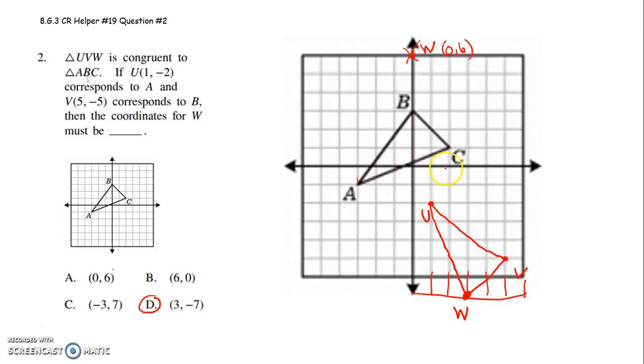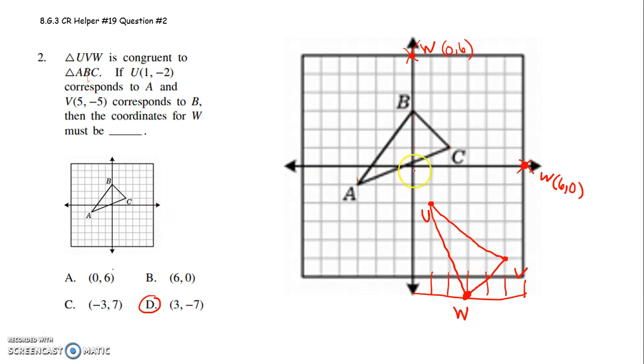(6, 0). 1, 2, 3, 4, 5, 6, 0. Let's pretend we thought that was W. (6, 0) doesn't have a shot because between B and C, we cut through 2 boxes. V corresponds to B. So how many boxes am I cutting through? I'm going up 1, 2, 3, 4, 5 over 1. The connection has to be 2 over 2. That doesn't have a shot.